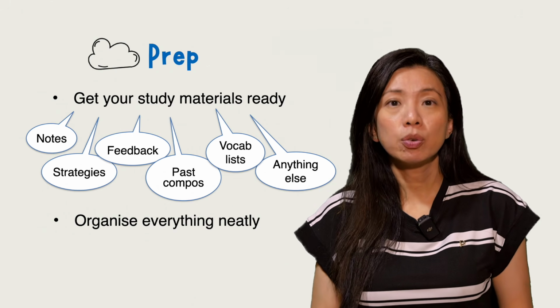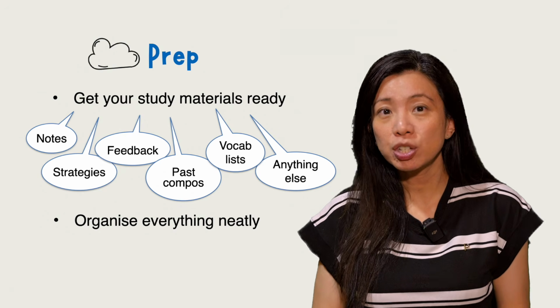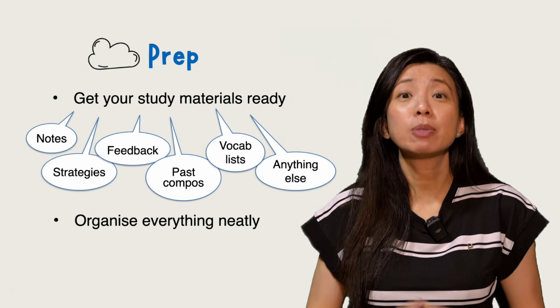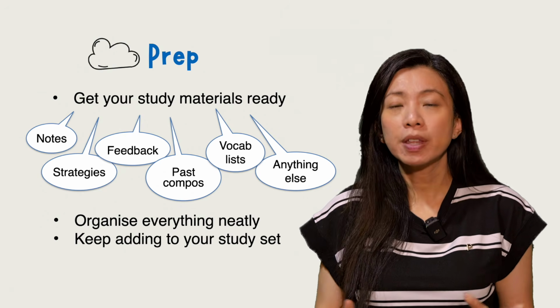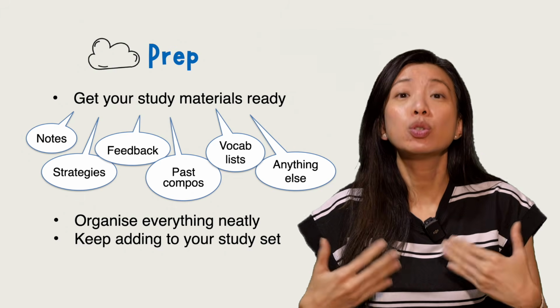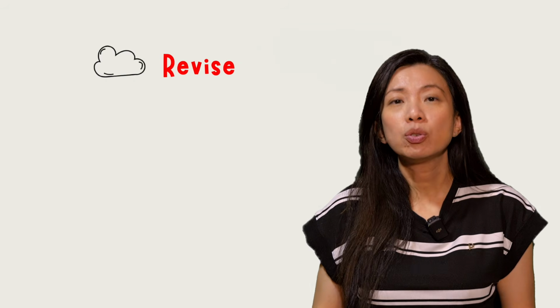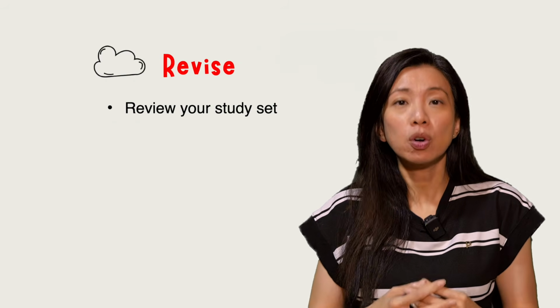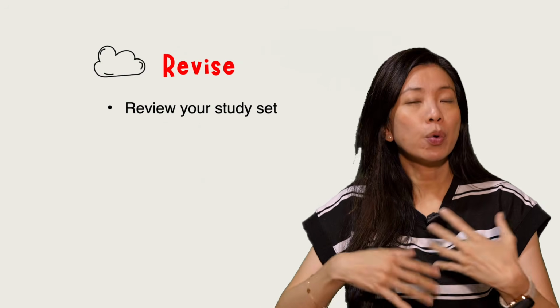You can organize your notes according to question type or strategies, basically whichever works best for you. And once you've got all of that organized, you can keep adding to your study set. So that's P. We're going on to RE, which is to revise. The first thing you need to do when you're revising is to review your study set. This is where you're going to go through all your notes.